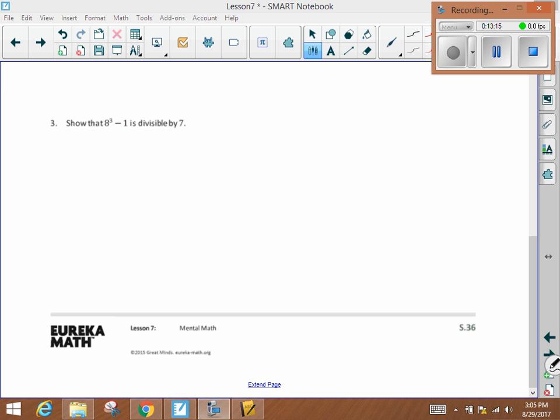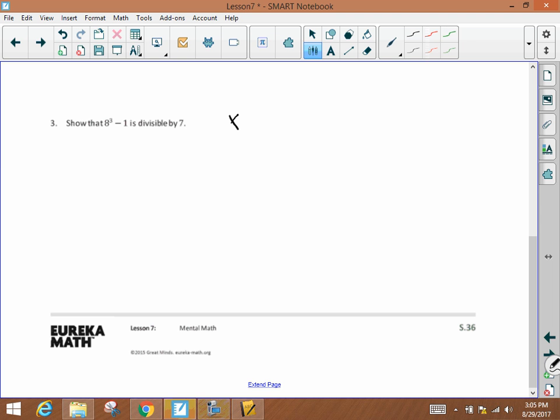Remember that I told you about this property. Remember we said that if we have some x to the n minus some a to the n, and if we were to divide that by x minus a, that's the same thing as a to the 0 times x to the n minus 1, plus a to the 1 times x to the n minus 2, and we keep doing that all the way up to a to the n minus 1 times x to the 0, right?